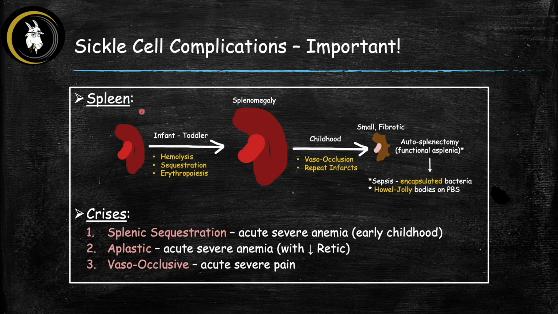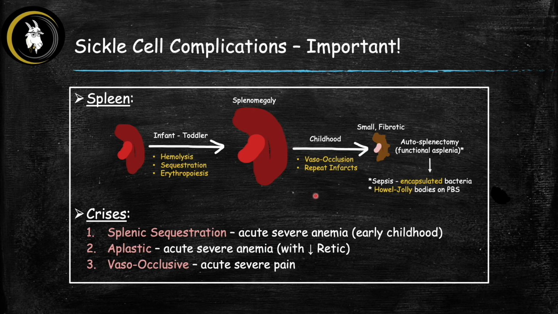Number one is what happens to the spleen in sickle cell disease. So at first, as an infant and a toddler in very, very early childhood, the spleen grows and gets large. This is because the spleen is performing extravascular hemolysis. It's getting congested by sequestering red blood cells, and it's performing extramedullary erythropoiesis. So all these things are going to lead to splenomegaly.